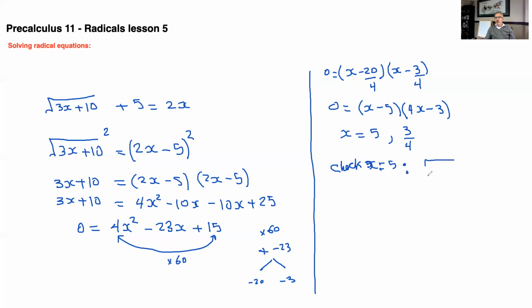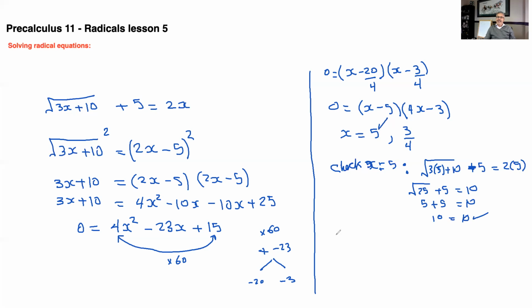So I'm just going to go 3 times 5 plus 10 plus 5, sorry, right here. I'm checking in the original equation, of course, equals 2 times 5. So that's 15, sorry, plus 10 is 25. So square root of 25 plus 5 equals 10. That's 5 plus 5 equals 10. 10 equals 10. Check, so this one works.